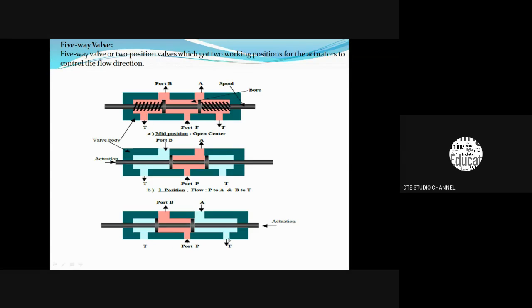Since it has two tank ports, the second tank port is connected to working port A and the pressure port is connected to working port B. The first tank port remains closed. This is the second position. In this case, fluid flows from port P to B, which enters one end of the cylinder, and the piston is moved in the reverse direction. The piston moves in the actuator in the reverse direction.